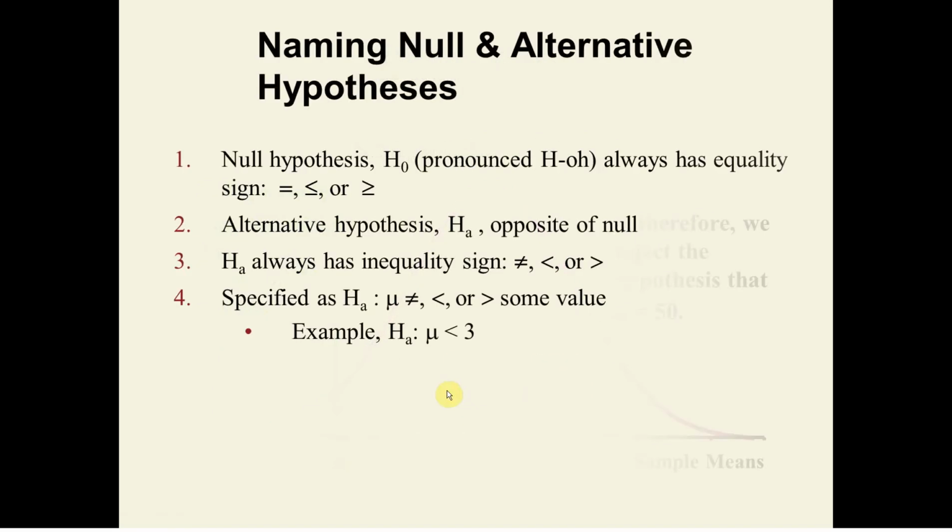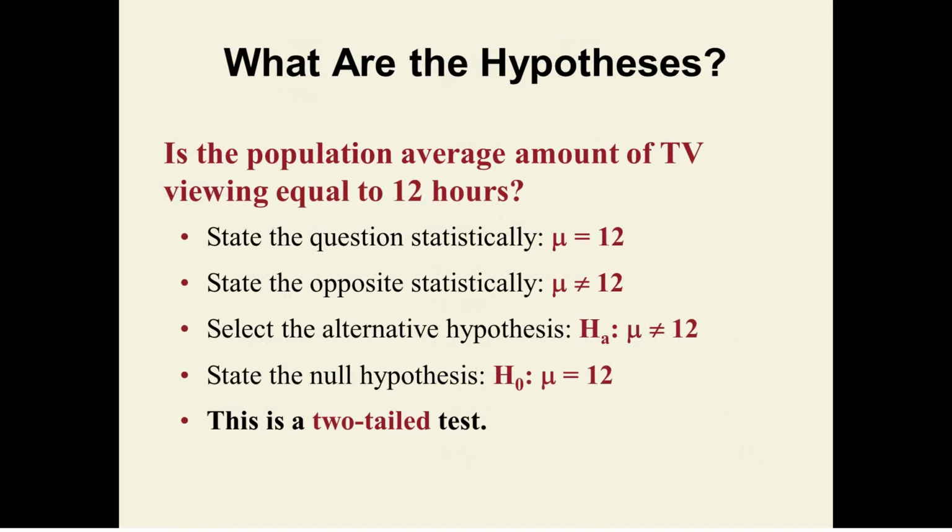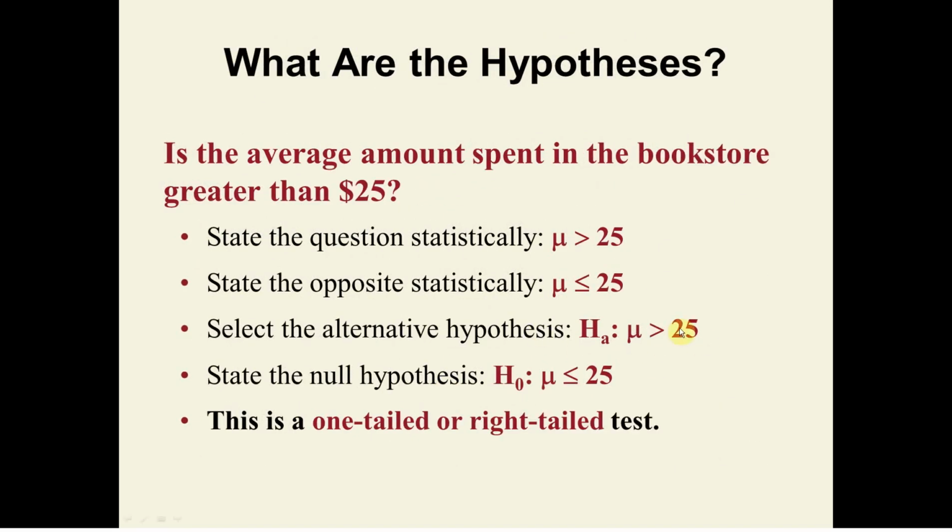So the easiest way to remember which is right, left, whatever, is to look at the alternative. And the way I remember it is that if the alternative has the less than sign, that begins with the letter L, right? Less means lower or a lower-tailed test. Less also means left or a left-tailed test. So less means left or lower tail test. Otherwise, it's right or upper tail test.